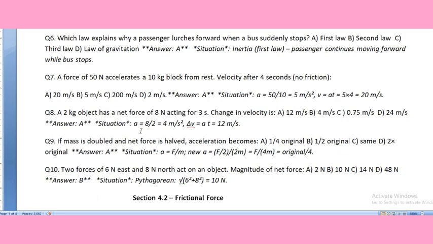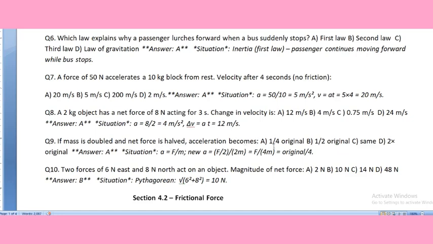From this, acceleration is simply the ratio of force over mass. When we insert the given into the equation, 8 Newton divided by 2 kilogram equals 4 meter per second squared. So the change in velocity equals acceleration times time, which equals 12 meter per second.